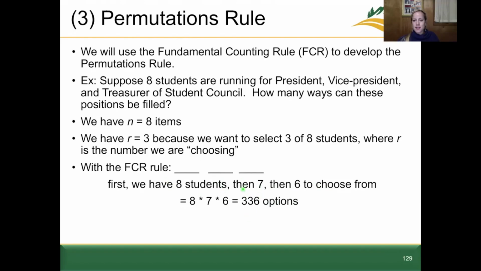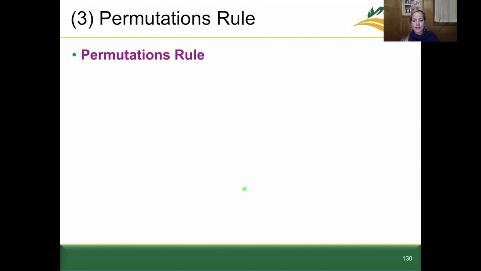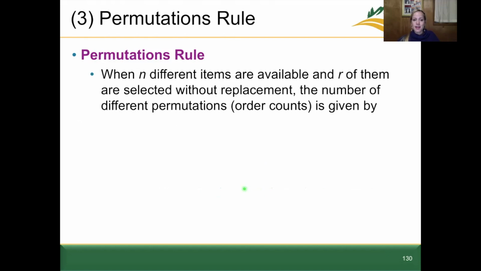Let's think about this example and then figure out the formula, the calculation for the permutations rule. So first, to formally define this, for a permutations rule, this is when n different items are available and r of them are selected without replacement. So in other words, we had those 8 different students. We're going to put somebody in the presidential role. They're not also going to be eligible then for the vice president role. So that means without replacement.